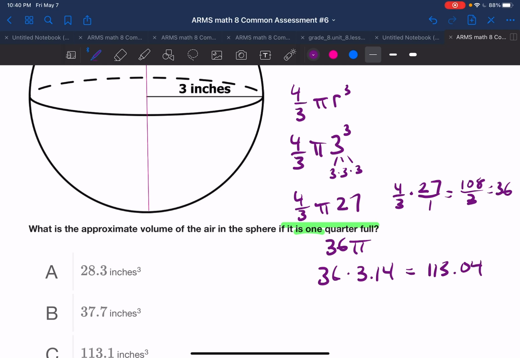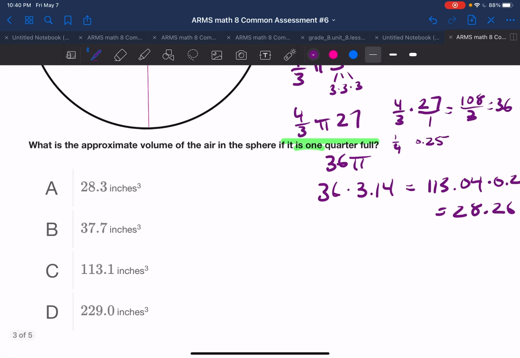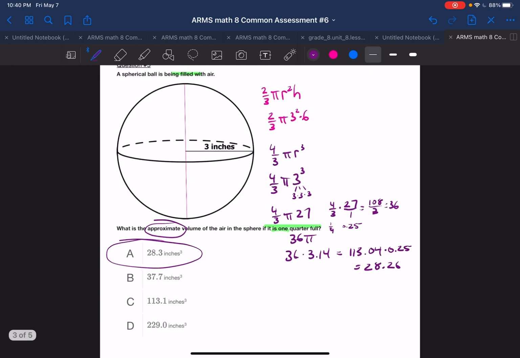And we know that 1/4 you could either do as 1/4 or you can use 0.25. So now you can just say that 113.04 times 0.25 equals 28.26. So it's about this one right here, because it says approximate. That's why you could use 3.14 or you could use pi. And that's how you get that answer.